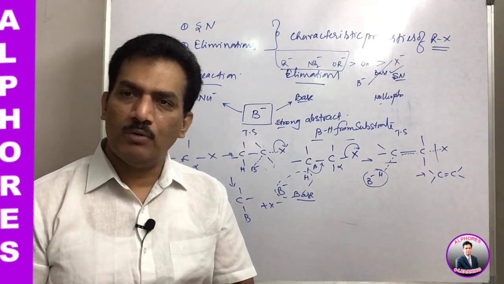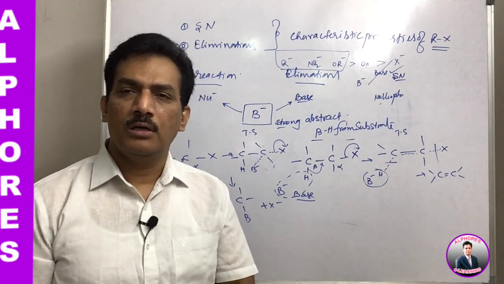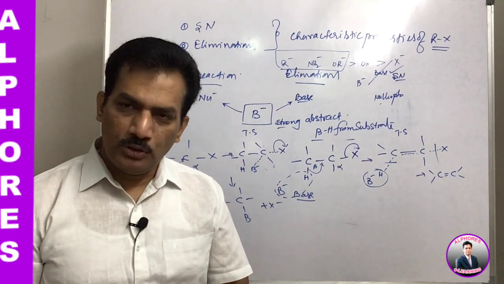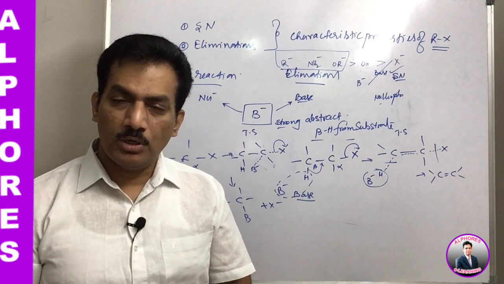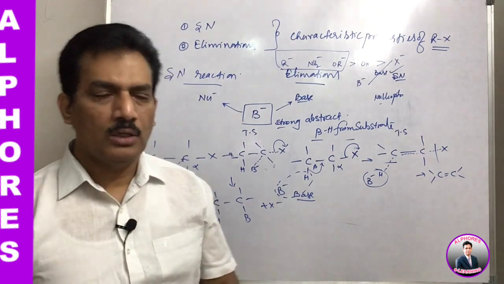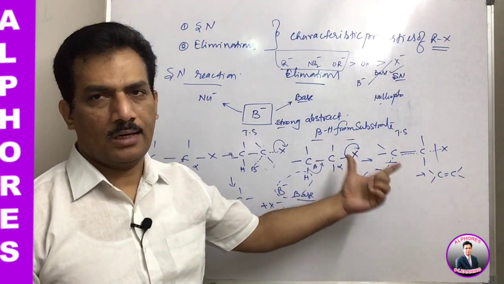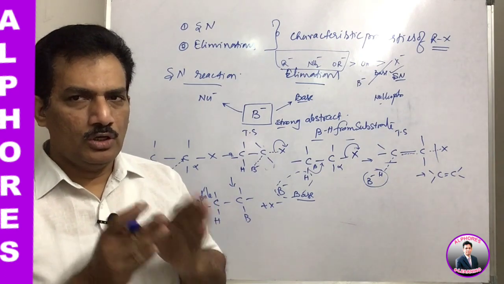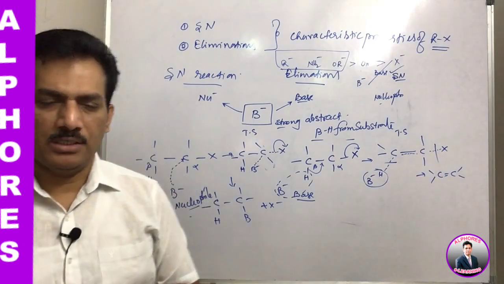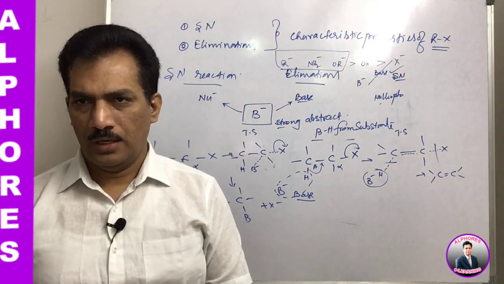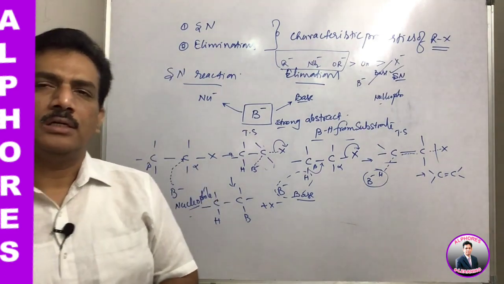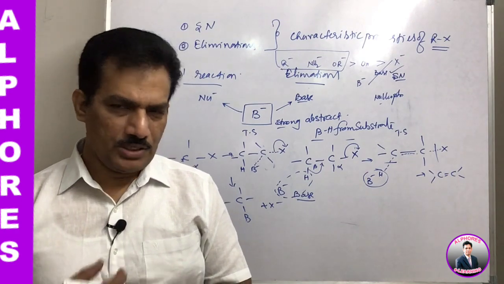And instead of alcoholic KOH or NaOH, if you are using aqueous NaOH or KOH, then simply it is creating substitution, forming alcohols, because aqueous OH minus is not a sufficiently strong base to create elimination. Clear? That is the difference between nucleophile and base. And how the nucleophilicity is depending on the base. Actually it is directly related, and a strong base is a strong nucleophile. That means nucleophilicity is directly related to basicity, basic strength.